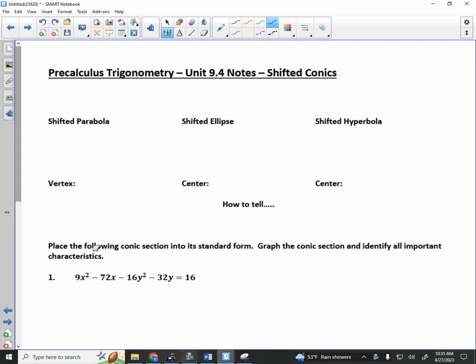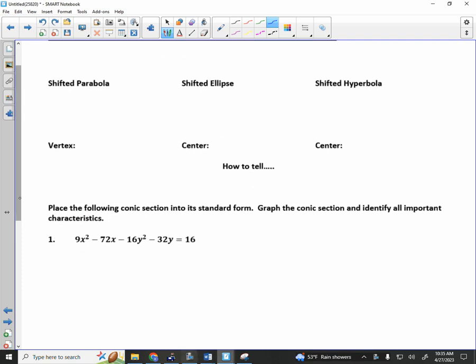What makes one unique from the other? And let's start by looking at the equations. A parabola has the equation y is equal to a times x minus h quantity squared plus k, and that's a vertical parabola. And then we have x is equal to a times y minus k quantity squared plus h, and that makes a horizontal parabola.